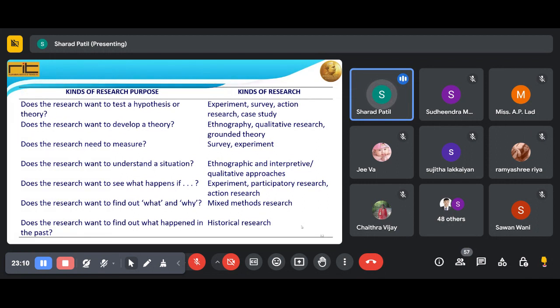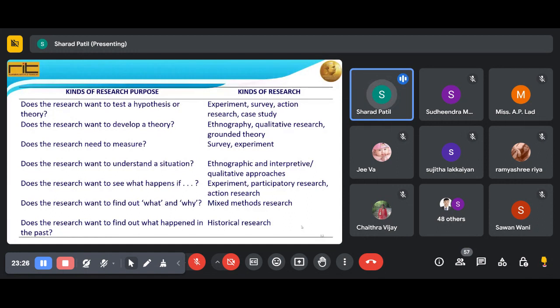Does the research want to develop a theory? Suppose you want to develop a theory, then you can have qualitative research, grounded theory, or ethnographic surveys that you have to use.